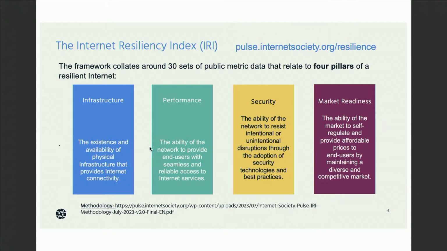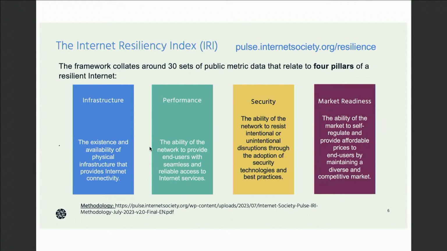And the way we did it is, as you see here, first, we need infrastructure for the internet to work. So we look at whether infrastructure exists, first of all, and how reliable this infrastructure is. Next is performance. You need at least some level of performance to be able to run any kind of service on the internet. If your bandwidth is crappy, you won't be able to watch your favorite YouTube video.